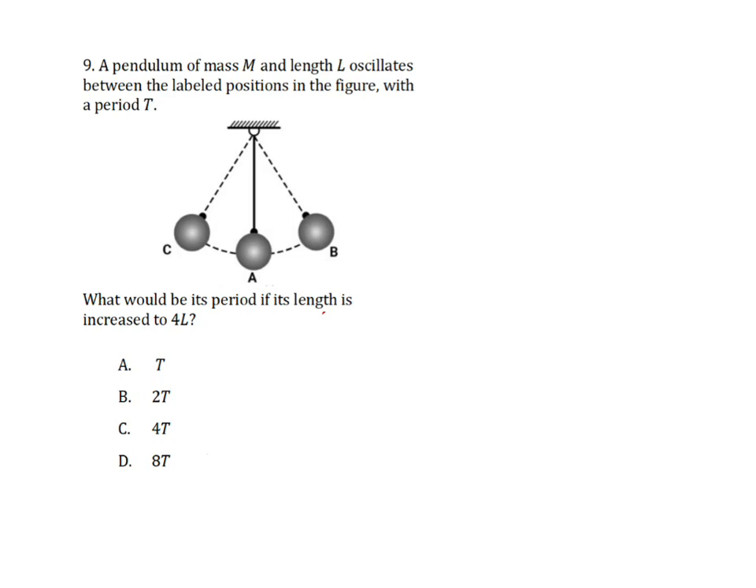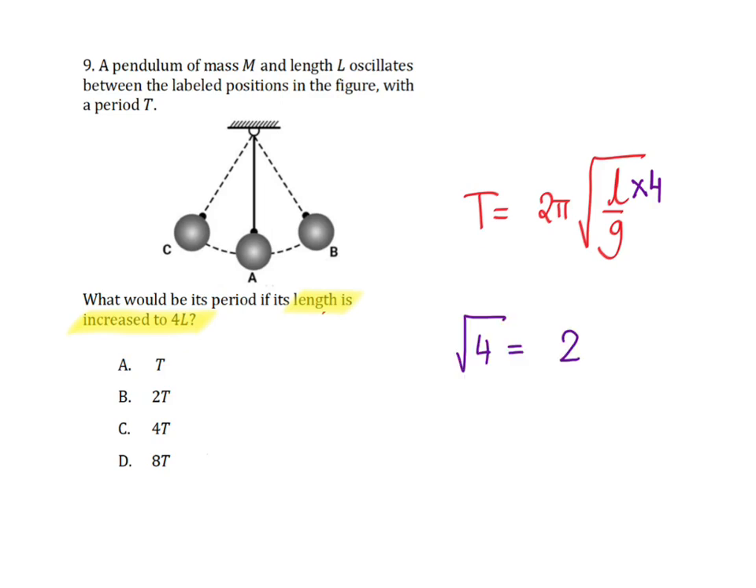Now in this problem, they are telling us that the length is increased to 4L. So in the formula, we need to multiply the length by 4. You can see that there is a square root. The square root of 4 gives us 2. That means the time period will increase by a factor of 2. So if the length is made 4 times, time period will become double.